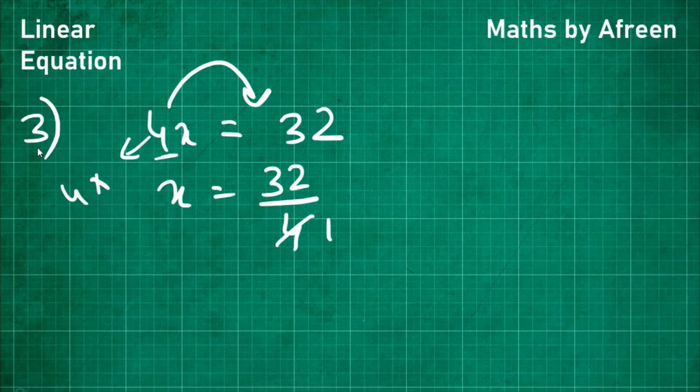Upon solving, we will get 4 ones are 4 and 4 eights are 32. So we will get the value of x as 8. This 8 is our answer.